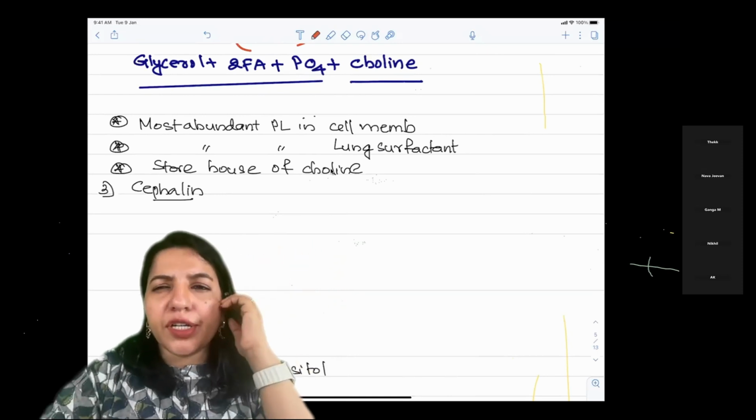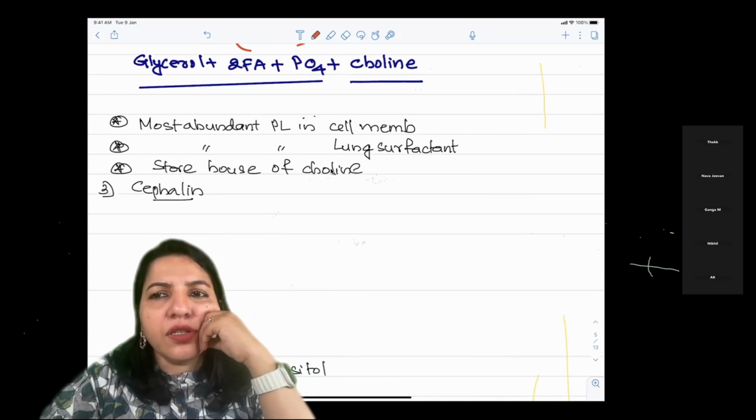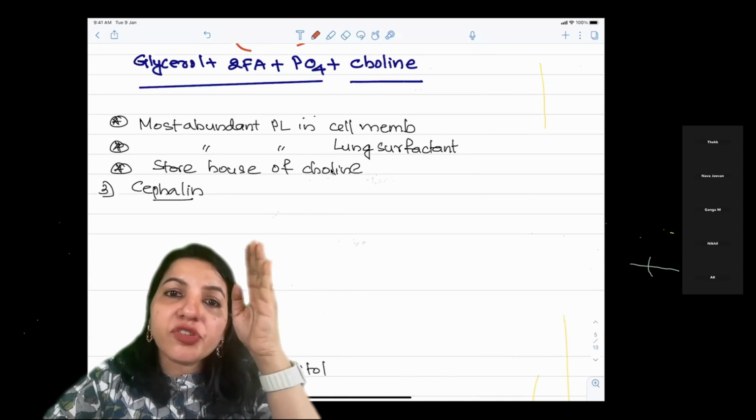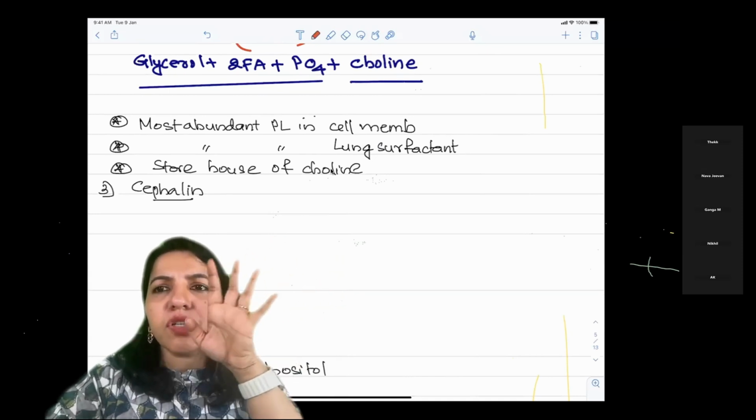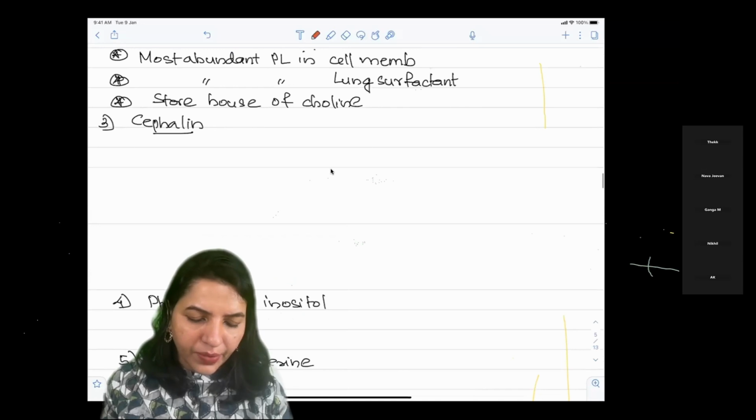What are the functions of choline? A very important function that you learn in physiology. Yes, neurotransmitter. Yes, acetylcholine, at the neuromuscular junction. You know the importance of choline. So it is always a store. Yes, very good. So it is a storehouse of choline.